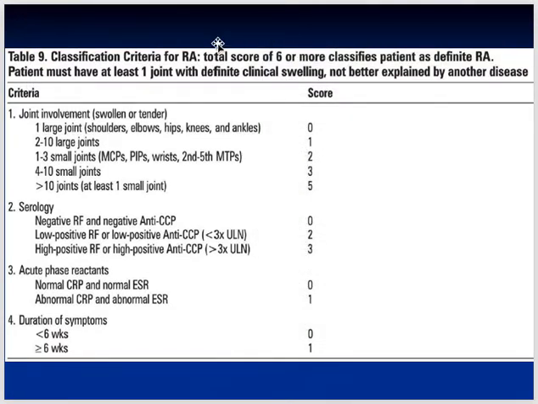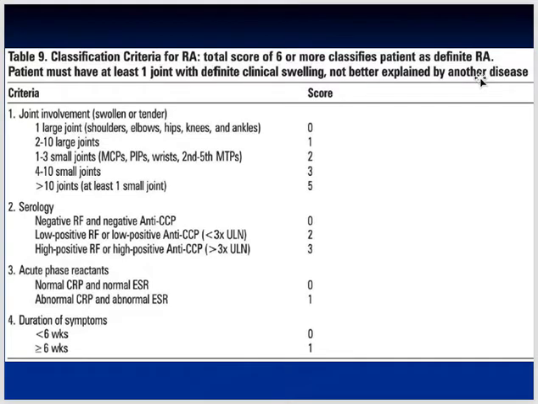Now see this one. This is the classification criteria for rheumatoid arthritis. Total score of 6 or more classifies the patient as definite rheumatoid arthritis. I will explain this chart in a very good way. How many scores do we need to say the patient has definite rheumatoid arthritis? 6. The patient must have at least one joint with definite clinical swelling, not better explained by another disease. For example, the patient may have one joint involvement, but it is due to septic arthritis, so that cannot be taken into consideration.